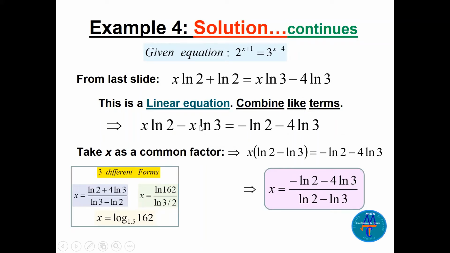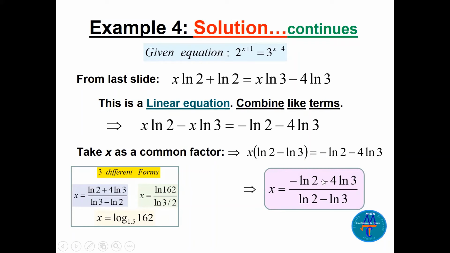Take x as a common factor, as we do in the linear equation. So x will be, divide now by this. So it will be x equals minus ln of 2 minus 4 ln of 3 divided by ln of 2 minus ln of 3. That's the value for x. Now you can leave it like this. It's perfect. Now, I put here 3 different forms for the answer. You can just play with the answer.